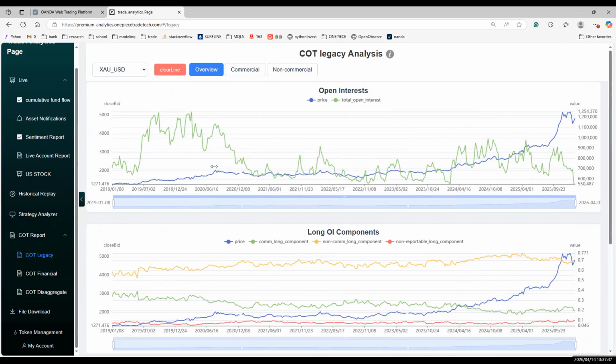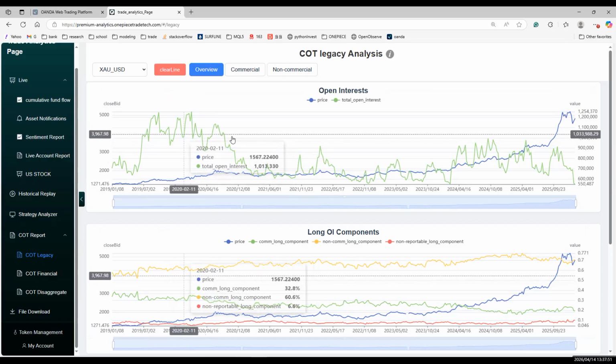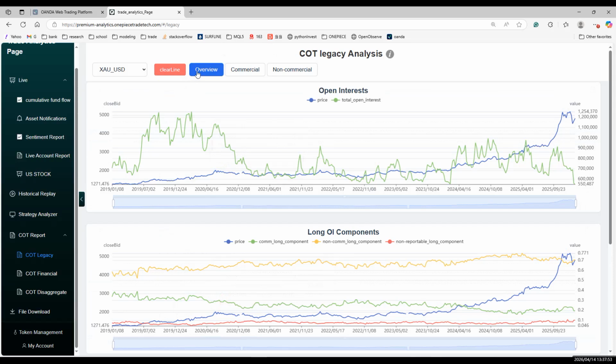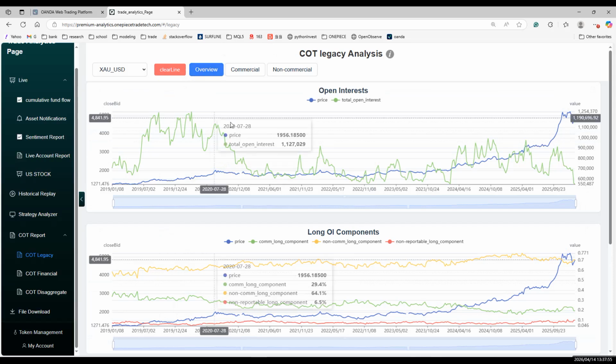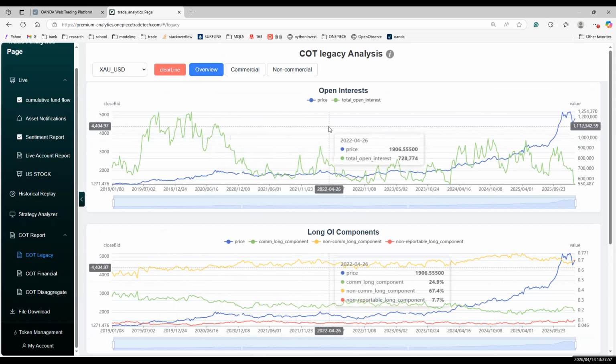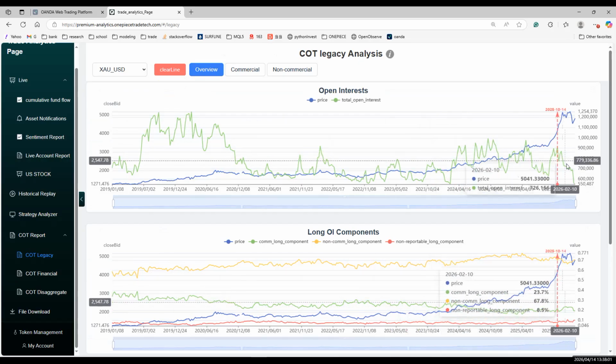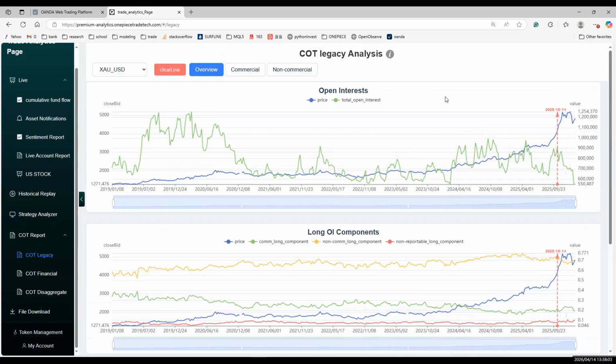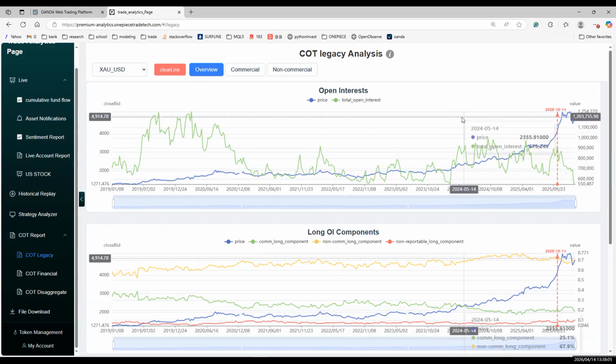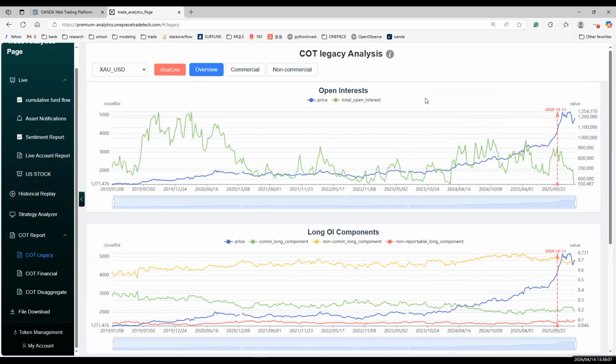First, we look at the legacy report for gold. In the overview section here, we see the open interest. The open interest in recent months has drastically declined. Open interest is not necessarily directly related to the change in price, but it shows how hot the underlying asset is in the market.